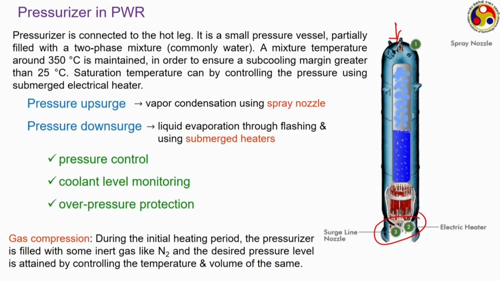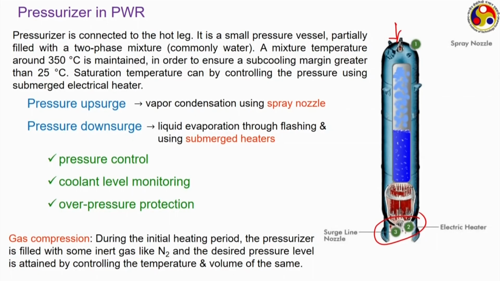So, to increase the pressure inside the pressurizer and also inside the entire system as a whole, gas compression is preferred. The pressurizer is filled with some kind of inert gas like nitrogen, and then by heating we can reach the desired pressure level, because we are controlling both the pressure and the volume of the same. So, the pressure inside the pressurizer keeps on increasing, and once we reach the desired level, we can stop this pressurization process. So, the pressurized water reactor is the most common type of reactor, and the next one in line is the boiling water reactor.